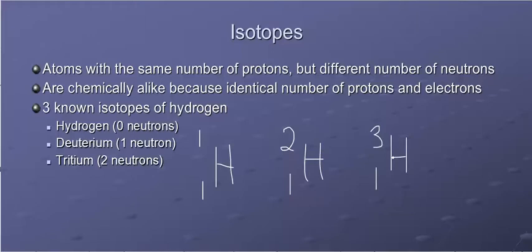Now these are the isotopes of hydrogen. They're all alike because they have 1 proton. The difference is the number of neutrons, but that doesn't affect the chemical reactions of hydrogen. So these are all alike because they have 1 proton.